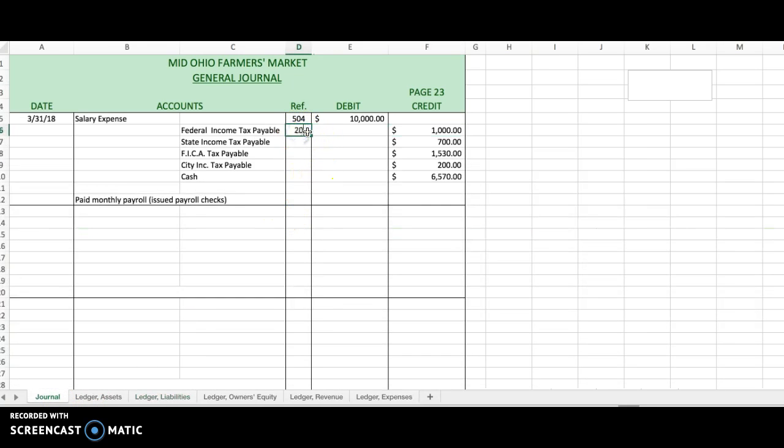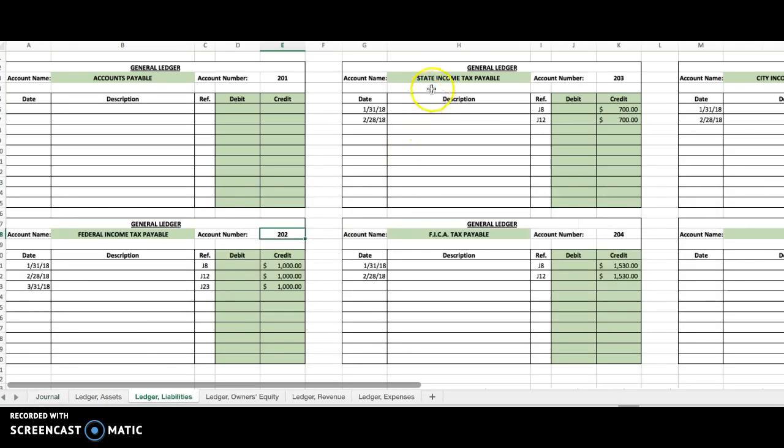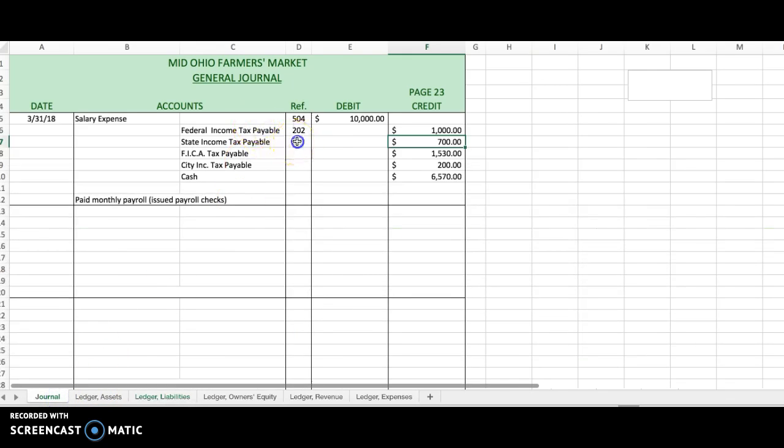Back in the journal, in the reference column, 202. State income tax payable, $700. Again, a liability. We go to state income tax payable at the end of March. From journal page 23, and that's a credit, as we said, $700. And this number is 203, back into the journal, 203. So really a very simple process.